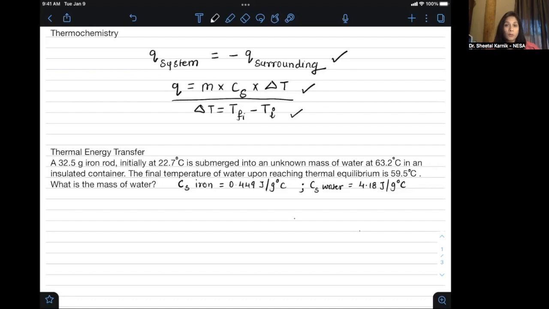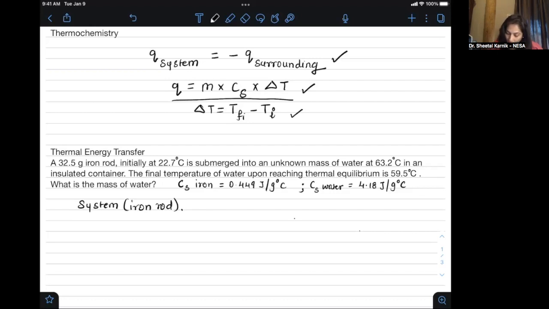Whenever you are answering questions like this, it is very important for you to identify first what is a system, what is a surrounding, what is the information given for the system, and what is the information given for the surrounding. So let's look at this. I can clearly see that the system here is the iron rod. So I'm going to write system, iron rod. And let's look into what data is given about the iron rod.